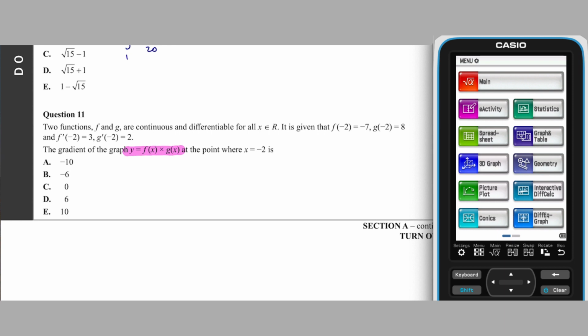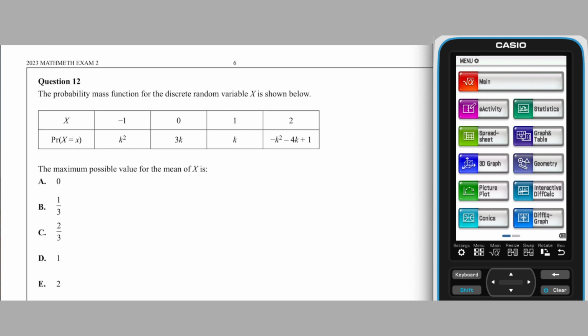Instead of giving us the functions f of x and g of x, we are given function values and derivative values for f and g at the point where x equals minus 2. These are the components required to find the gradient of the product function using the product rule. Into this rule we can substitute the values given and simplify to see that the answer is 10, which is answer E.